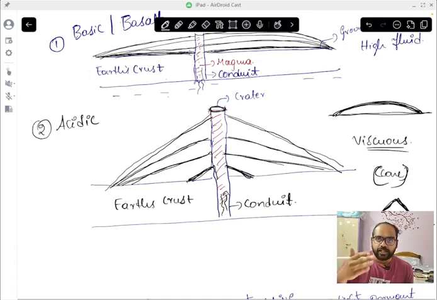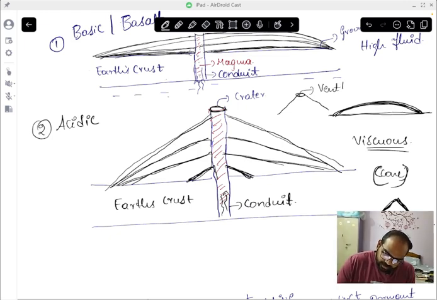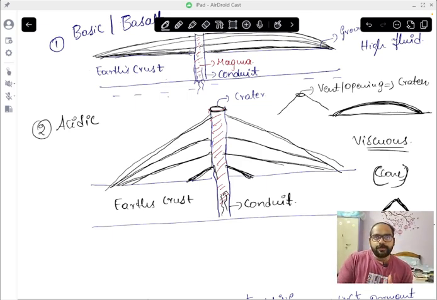That vent is called a crater. A crater is always in a concave shape like this. If you take a volcano like this, it will have an opening like this. This part, this vent or opening, is called the crater. So what are the things associated with the volcano? Magma, pyroclastic debris, ashes, gas, conduit, crater. These are the things associated with a volcano.